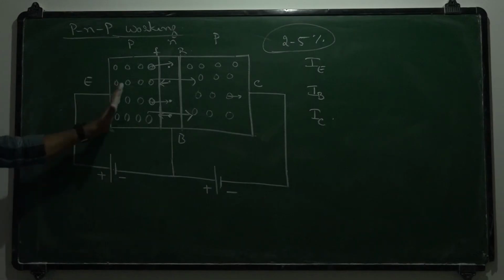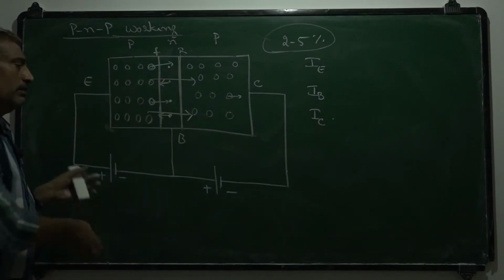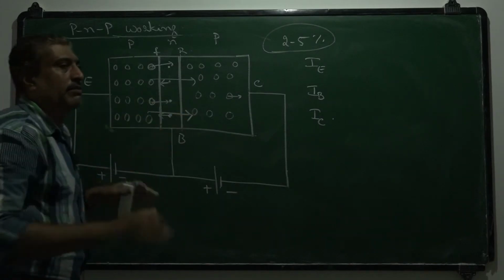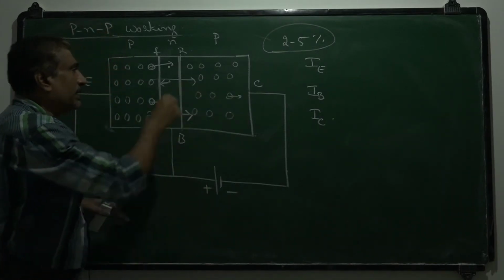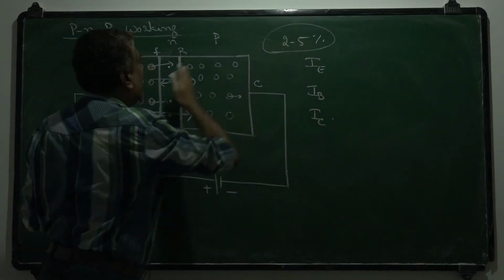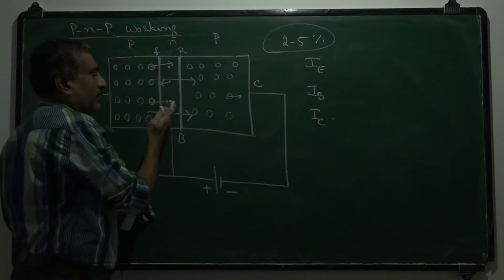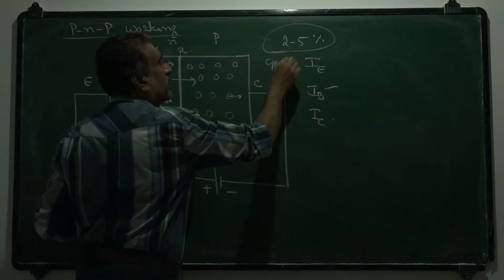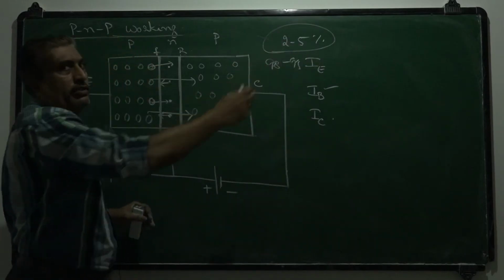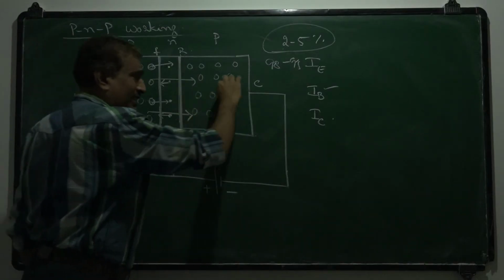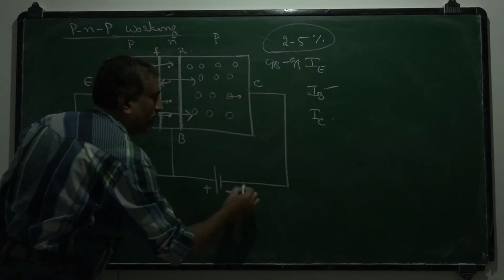Due to forward bias, the holes in the emitter region move towards the base junction, cross it, and enter the base region, where they combine with the free electrons of the base region. But as the base region is lightly doped, only 2 to 5% of the holes may combine with these electrons, constituting a base current IB, and the remaining 95 to 98% may cross the collector junction and enter the collector region, where they are swept by the negative polarity of the terminal.